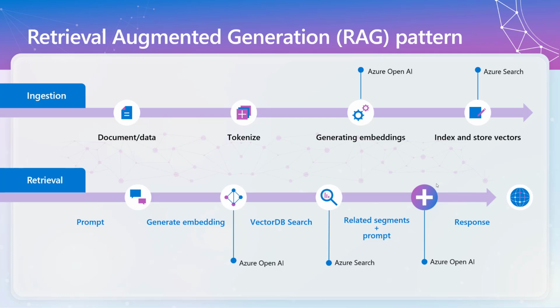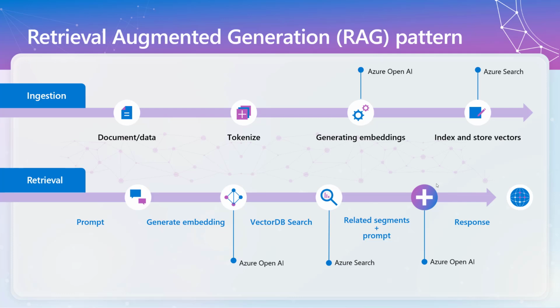Now, the one big pattern whenever you hear generative AI, you'll usually hear about RAG, and that's retrieval augmented generation. What this typically does is it has two paths. You have the ingestion path where you've got some data or documents. You need to tokenize that document, basically break it up into smaller chunks, generate embeddings, and then index and store those vectors. Think of it as data prep. You're basically loading your data into your large language model.